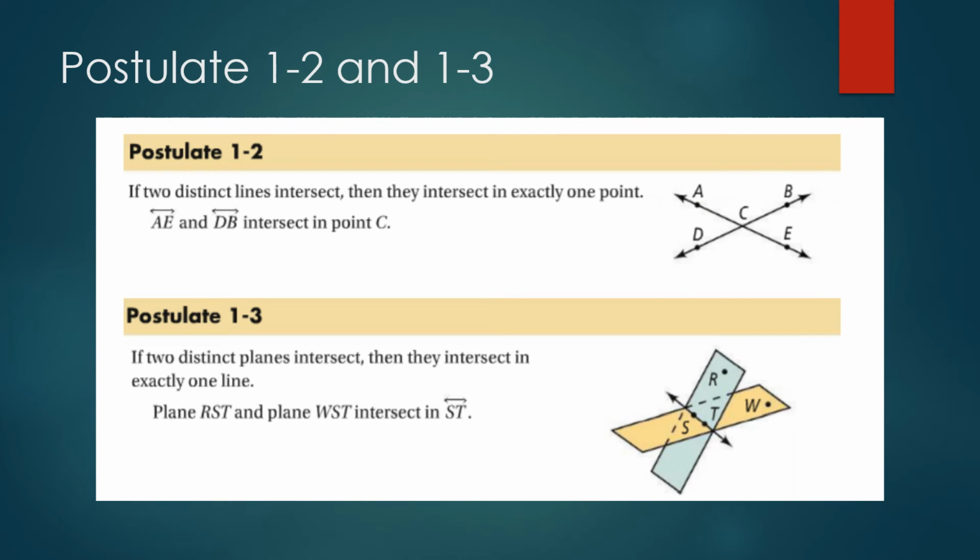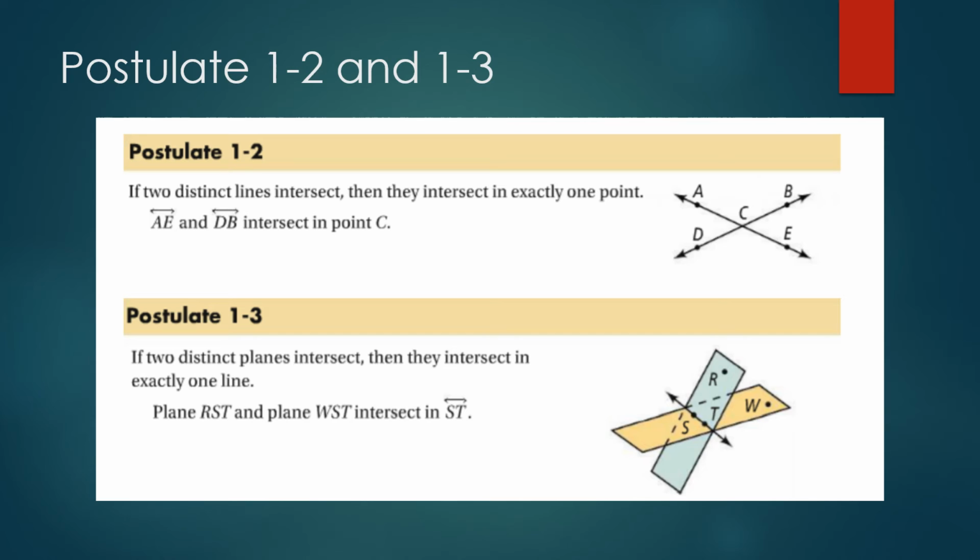On this slide, we're going to be dealing with some postulates that deal with intersections. So we got postulate 1-2 and 1-3. So postulate 1-2 says that if two distinct lines intersect, because lines don't necessarily have to intersect, but if they do, they intersect in exactly one point.